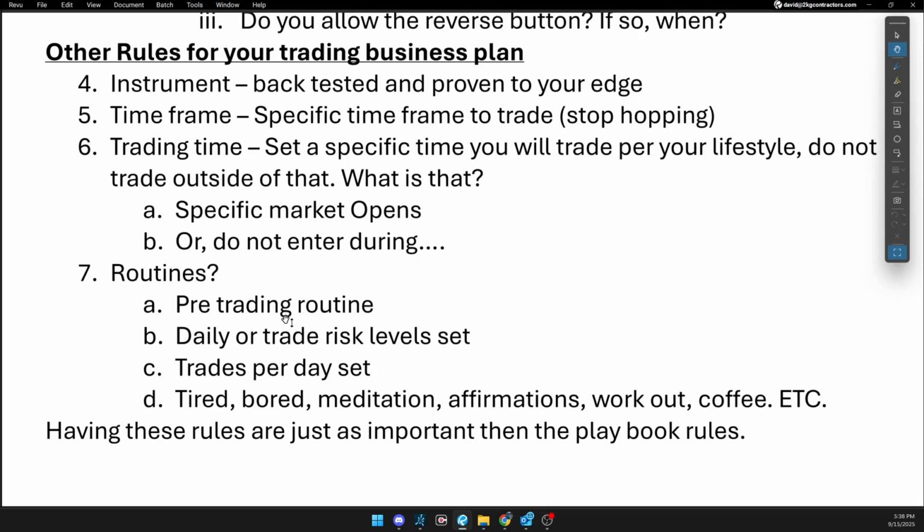A neat thing to do, you can tag a lot of these things. You can put a tag up there if you were tired, bored, meditating. Did you get your meditations, your affirmations, your workout? Did all these things happen that day? When you take a trade and you won, you can have a set of tags for all this and start tracking it and see how it works. See if it affects your trading.